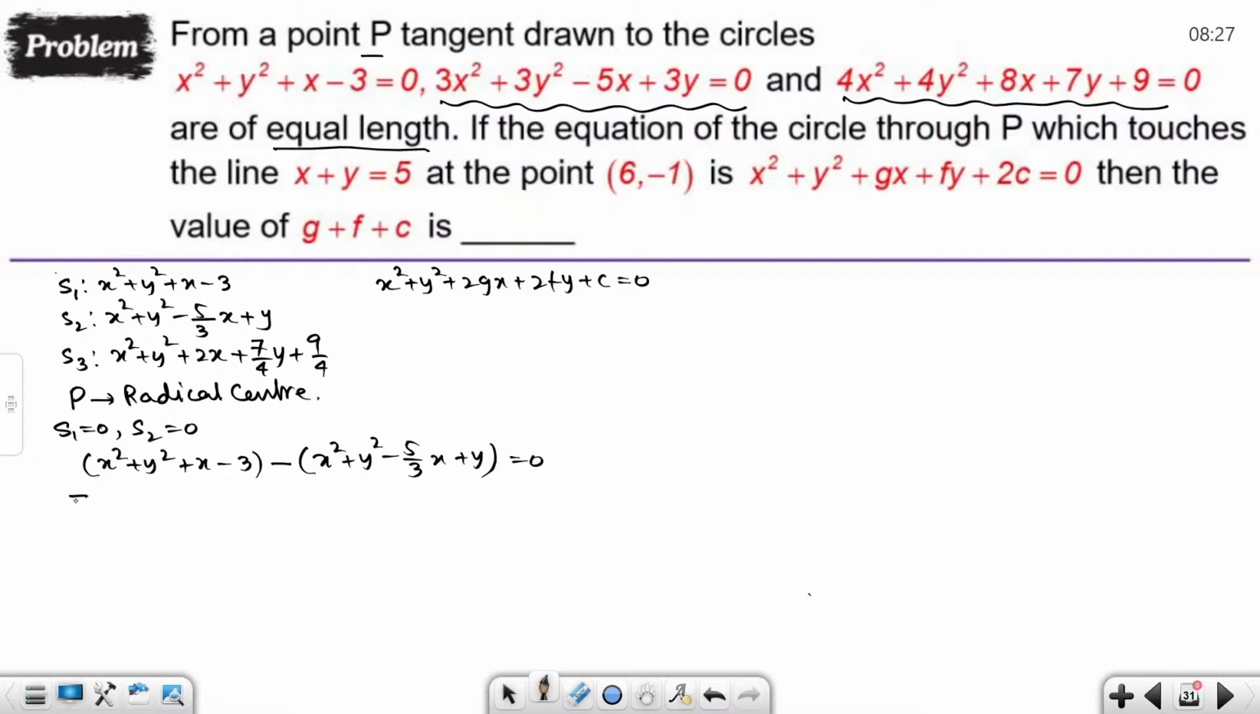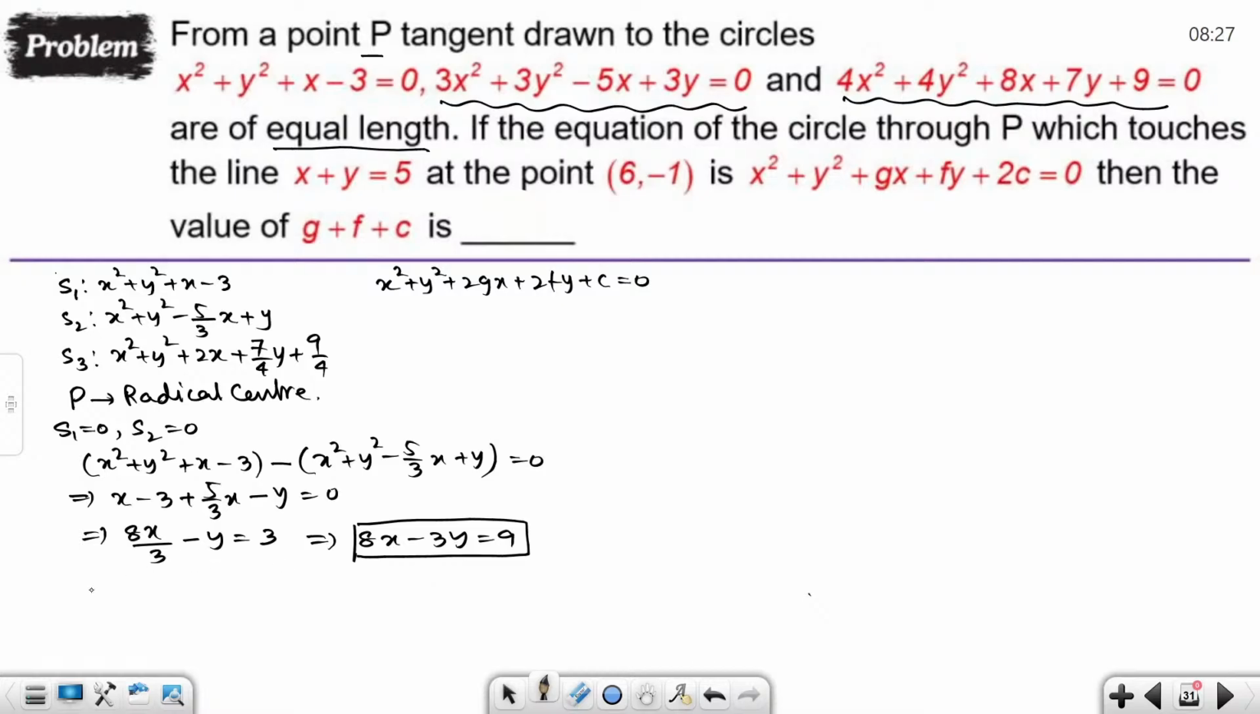Remember. Now if I open the brackets, we are going to have, so this is the first equation of the radical axis, and to get the second equation I am subtracting s2 from s3. You can take the other equations also. You can subtract s3 from s1 also, doesn't matter, because we are going to have the radical axis, because ultimately my motto is to find out the radical center. How to get the radical center? Simply by solving two radical axes. So any two radical axes you can take.